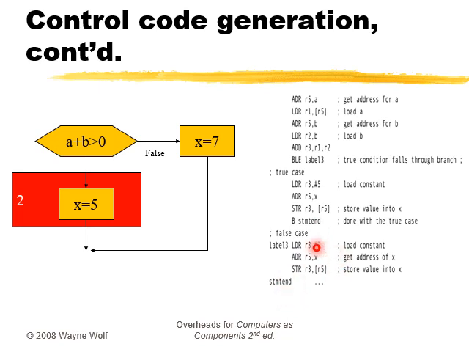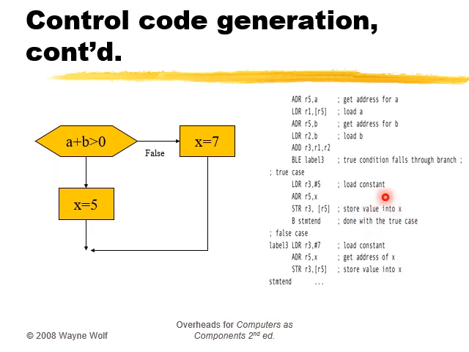Otherwise, if the condition is false, we will not go into the true case and we will come here, to label 3. We will load a constant and get the address of X. Here the get address of X is missing. We will store the value into X. So on false we do this, and on true we do this. This is just, again, a recap of the control data flow graph, which is the basic block of compilation.